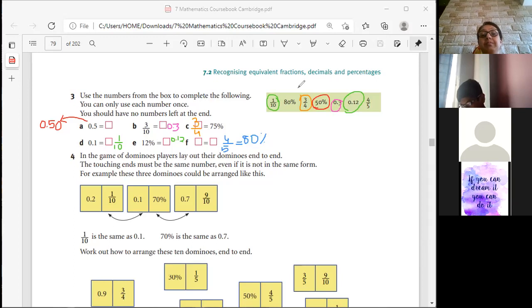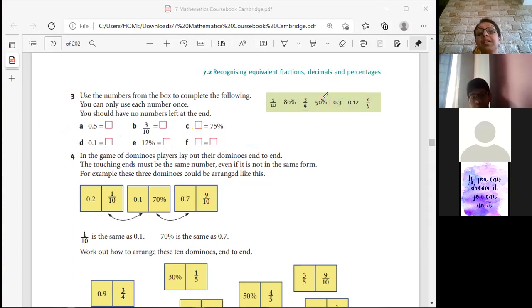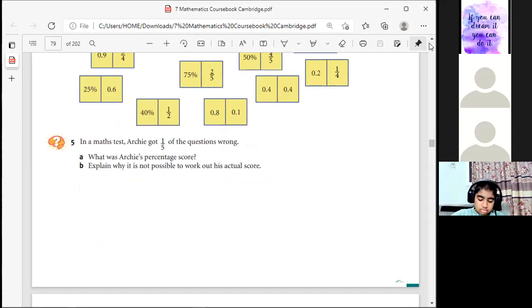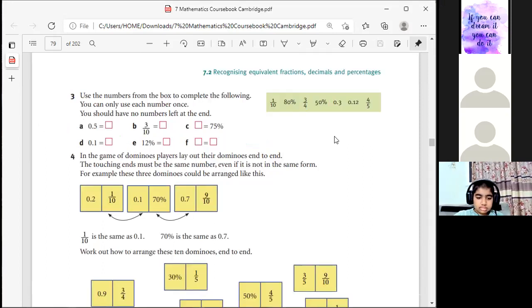Can I erase it? Yes, ma'am. Mohammed, easy or difficult, beta? Easy. Okay. Now looking at the fourth question. Where has it gone? Okay.